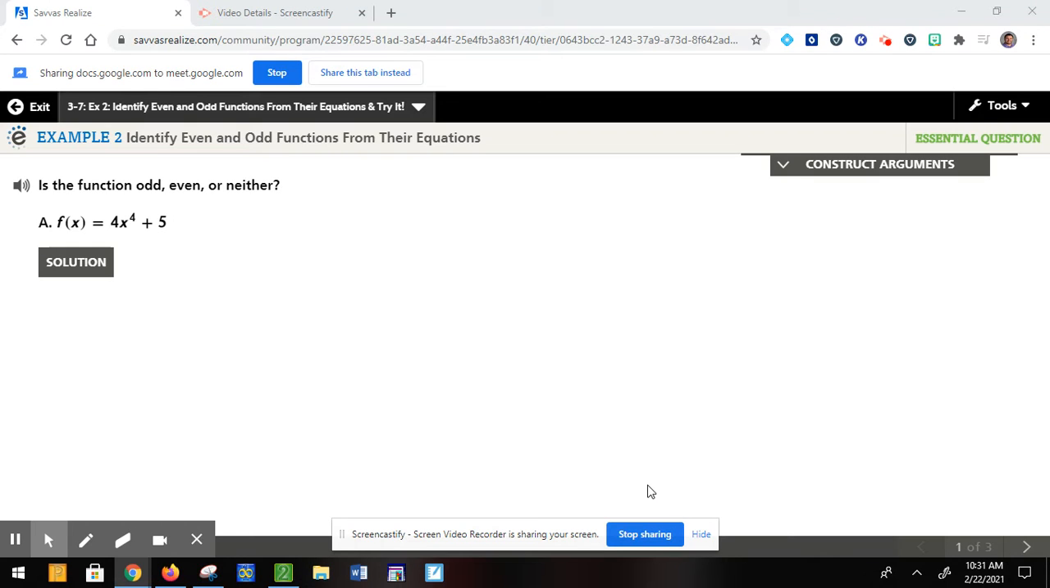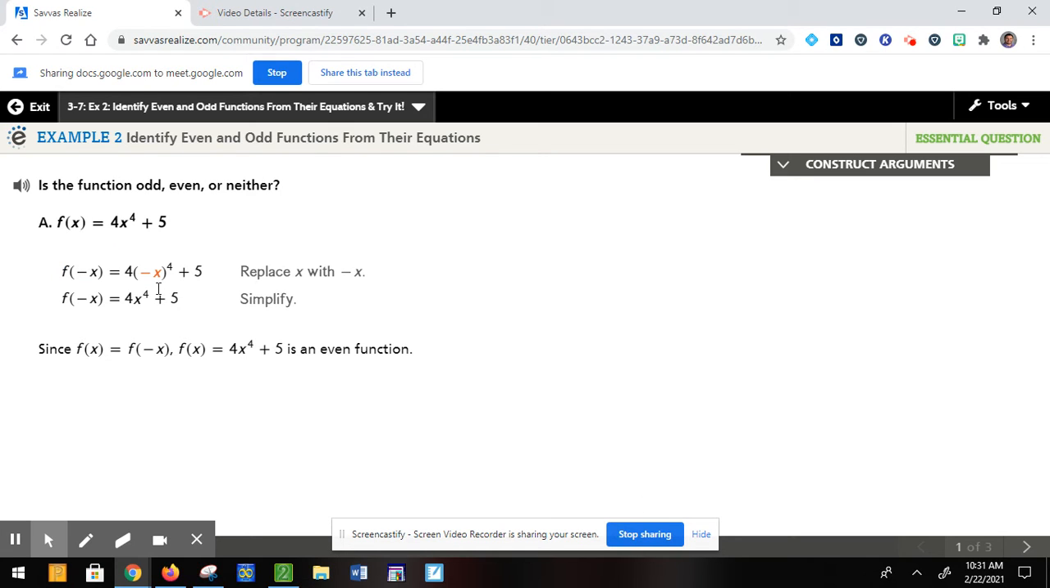In this example, we are going to answer the same question: is the function odd, even, or neither? But we're going to do it algebraically as opposed to graphically. So the first thing you do is you substitute negative x in for x. You evaluate the function for negative x.